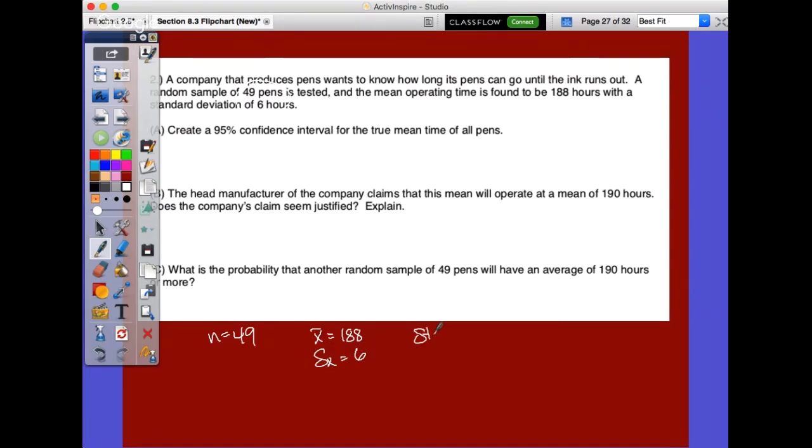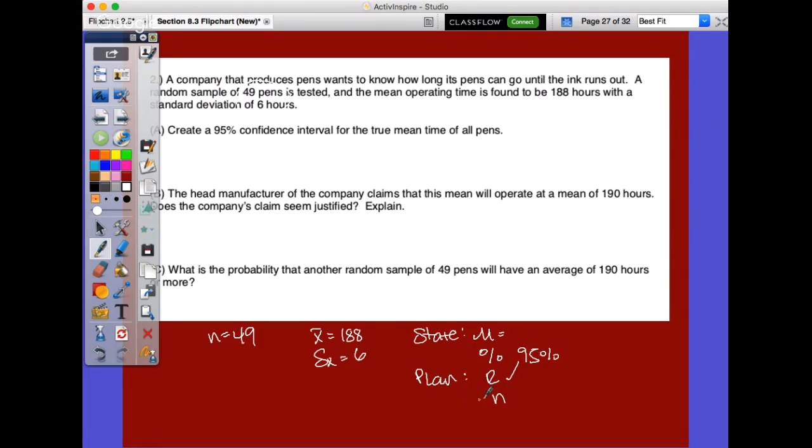So real quick, this is just a highlight here. If I need to go over it specifically, come back and let me know. The true mu is how long pens will last for the company, so all pens, the average of all pens. The confidence level would be 95%. In the plan phase, a couple of things. It is a random sample right here, so we're good there.